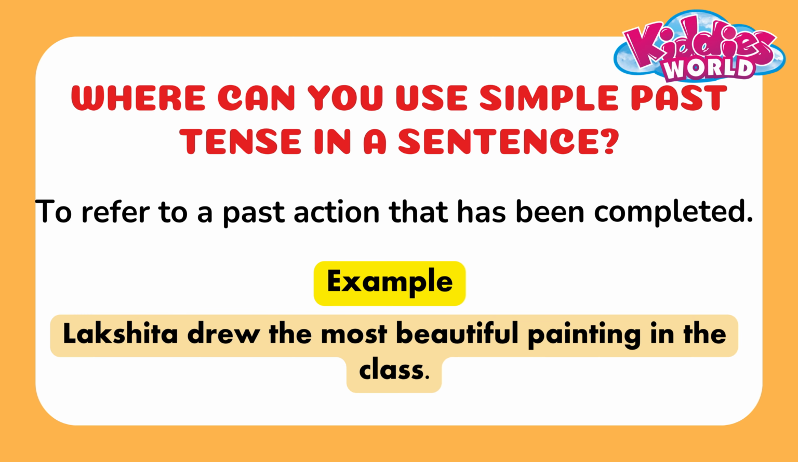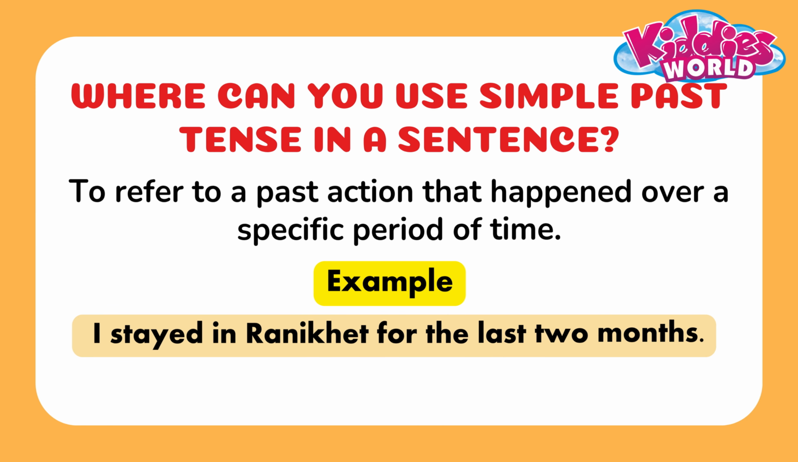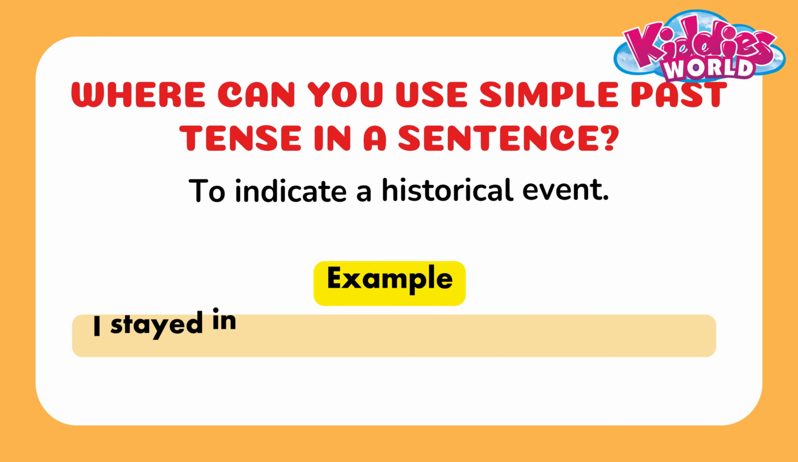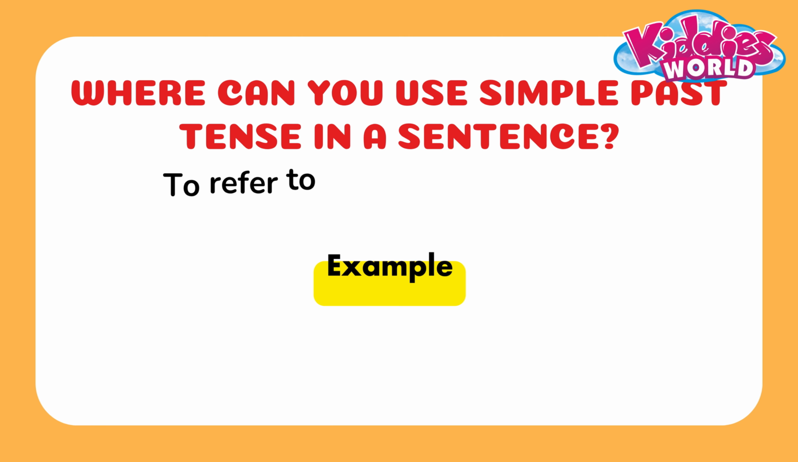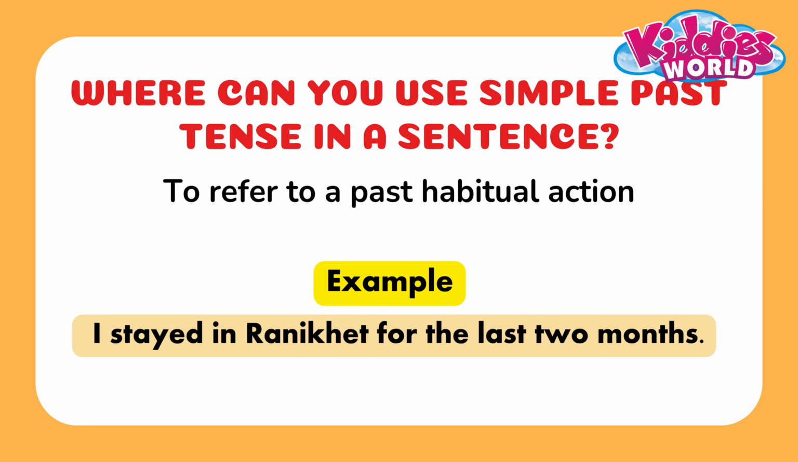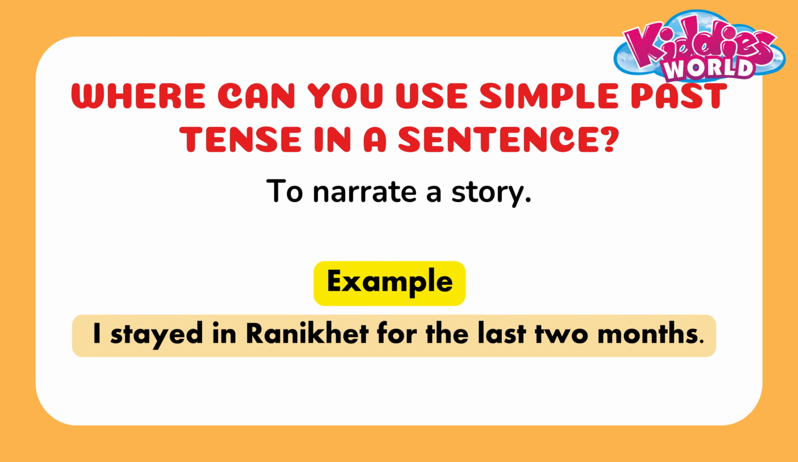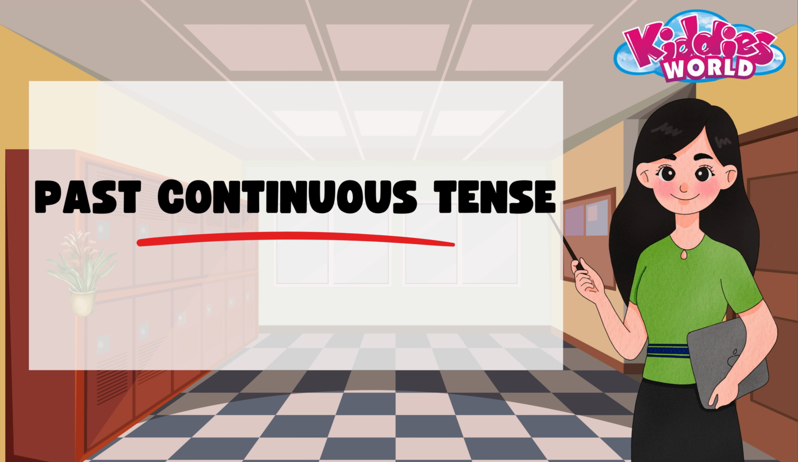Where can you use simple past tense in a sentence? To refer to a past action that has been completed. To refer to a past action that happened over a specific period of time. To indicate a historical event. To refer to a past habitual action. To narrate a story.